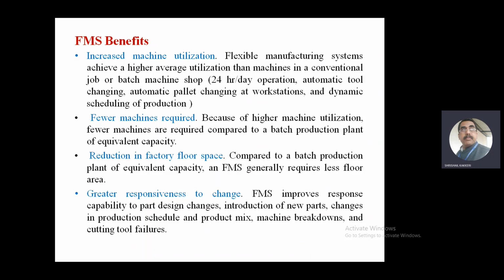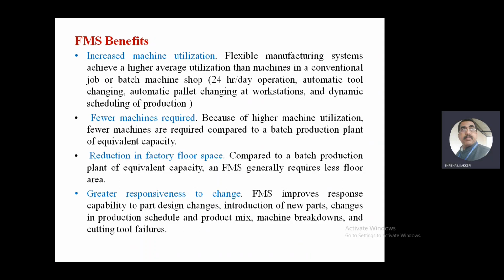Correct? Then next, fewer machines required. Very few machines are required, because well-defined machining activities we are going to do. And sometimes you need to go for line balancing. What is the meaning of line balancing?